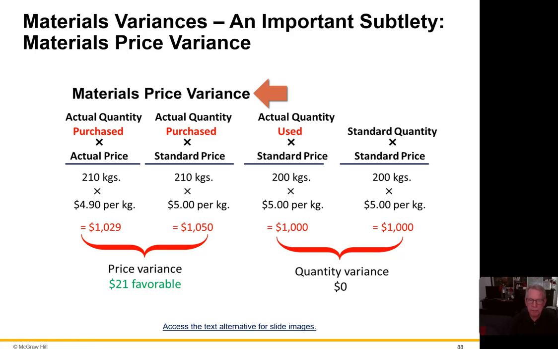Okay, everybody see that? So now we've split this into 4 pieces instead of 3. On the left side is our purchases, and our right side is what we used.